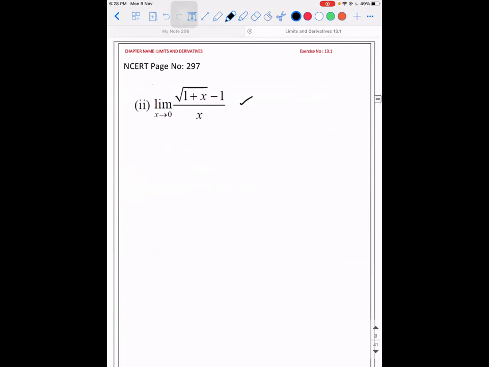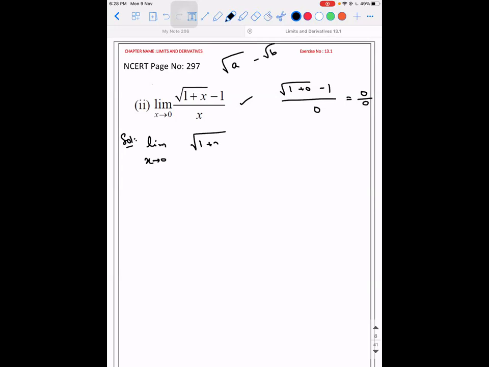So how to solve this one? Again, when you substitute x tends to 0, in the place of x you substitute 0, then it will be root of (1 + 0) minus 1 divided by 0. So 1 minus 1 is 0, 0 by 0 is not defined. So how are we supposed to solve? We need to simplify it. The hint here is, whenever you have square root of a minus square root of b, when you get 0 by 0 form, multiply and divide with its conjugate.